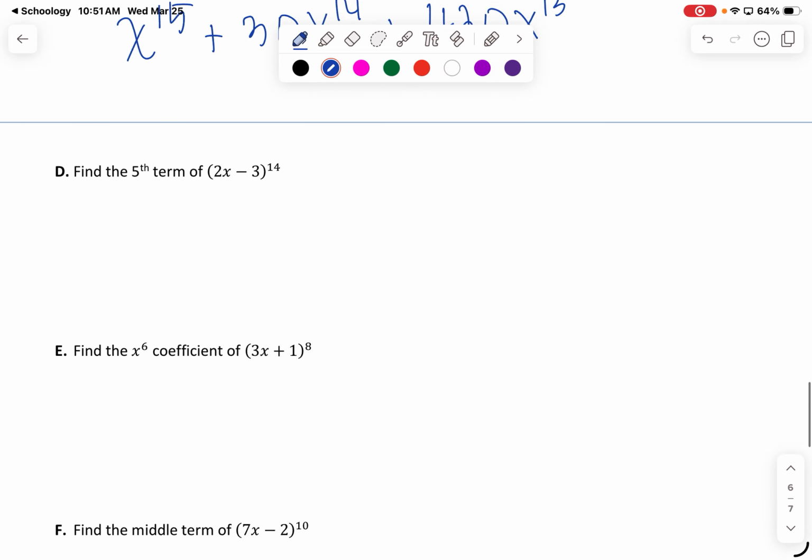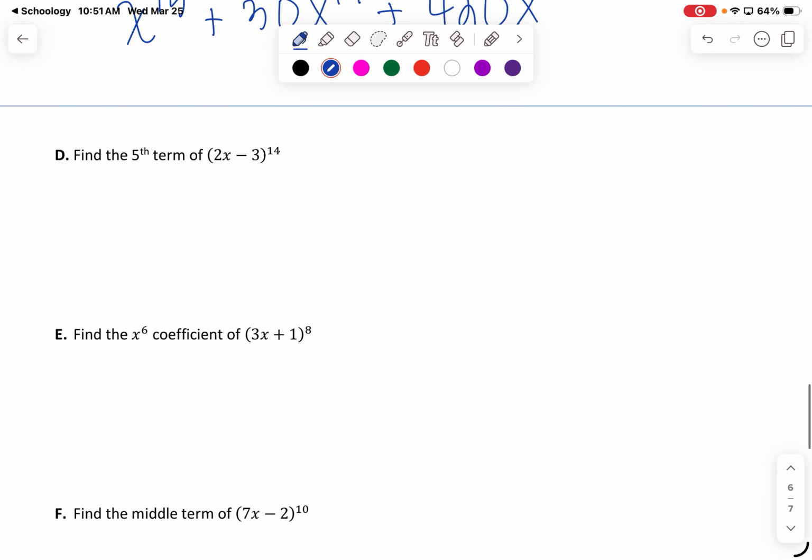All right, last few here. It says find the 5th term of this binomial expansion, okay? So I only have to find 1 term, which is nice. Remember, it starts off with 0. So it's always 0, 1, 2, 3, 4 would be the 5th term. And then this is 2x, this is negative 3. Those always match, so that's a 4. They have to add to 14, so that's a 10. All right, so 1 term is like the easiest you could do here.